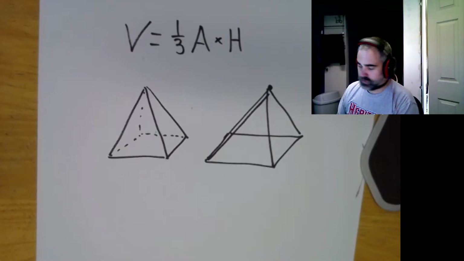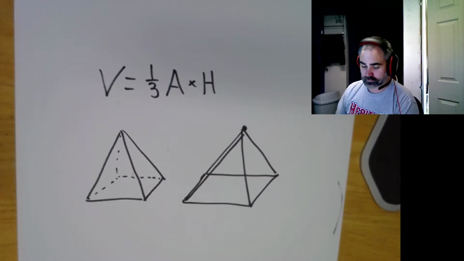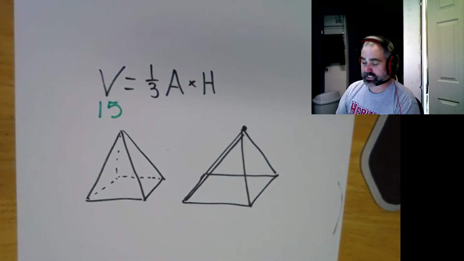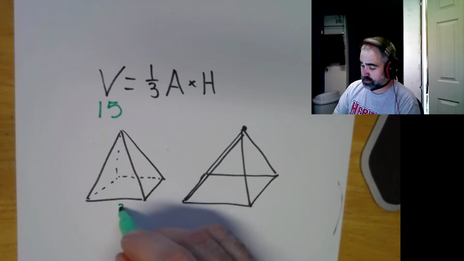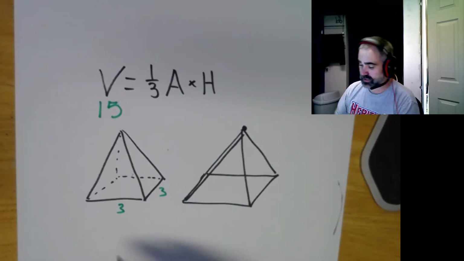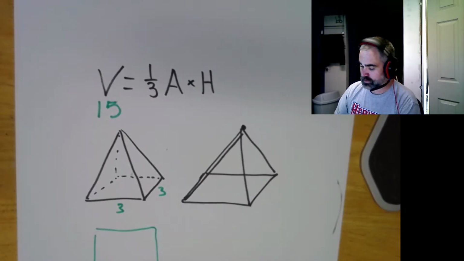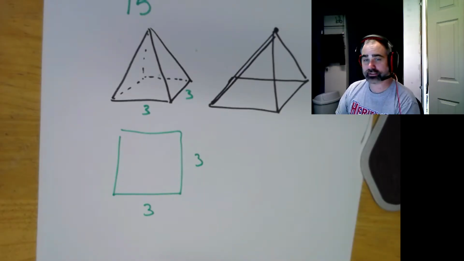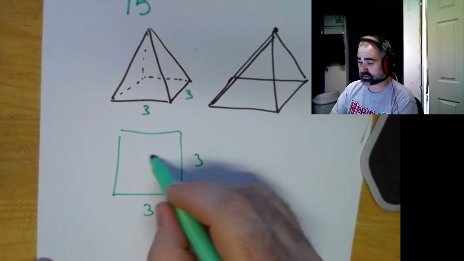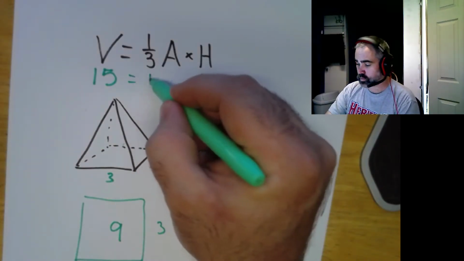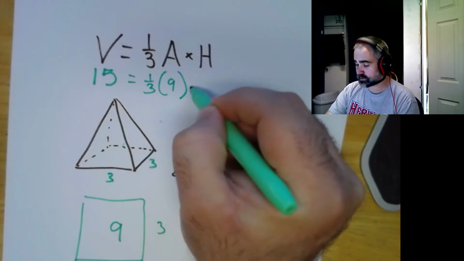So it tells you in this one that the volume is 15. And it tells you that the base is 3 and 3. So what do you suppose the area of the base is? It looks like this. It's a square with 3 by 3 sides. So the area of the base is 9. So let's plug all that in. So 15 equals 1/3 times 9 times h.